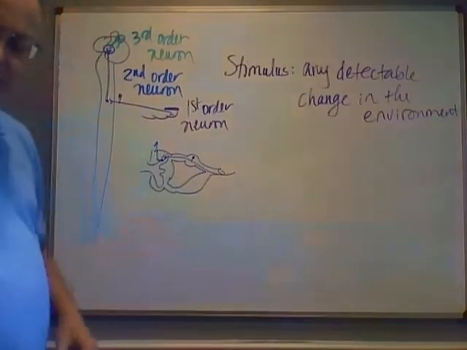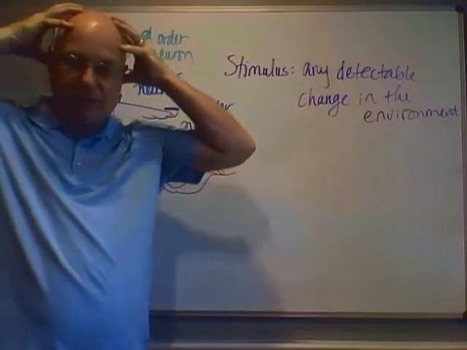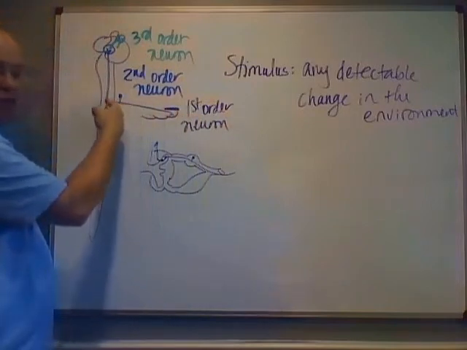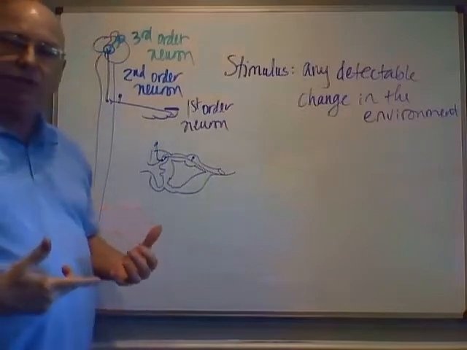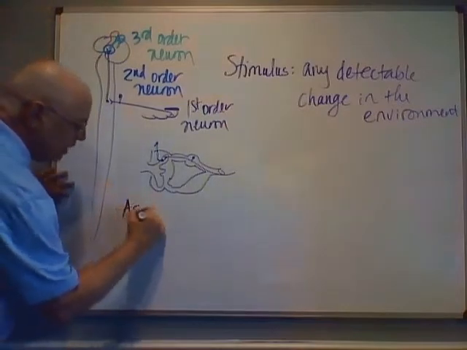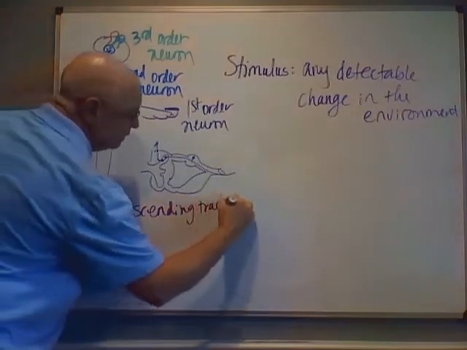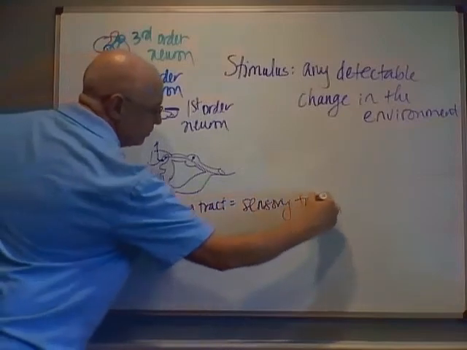And what I want you to know is, because our brain is taking in sensory information and making sense of it, all sensory tracts that enter the spinal cord have to go up the spinal cord to higher centers. So anytime you hear the term ascending tract, you should automatically think ascending tract equals sensory tract.